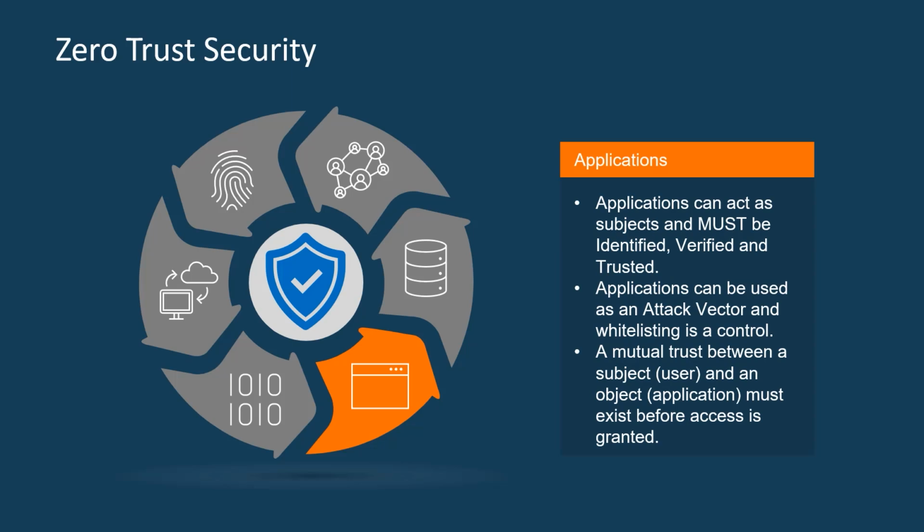Applications. Applications can act as subjects and must be identified, verified, and trusted. Now, a subject is like a user. So an application can act as a user, meaning it can log on, it can do all these things and actually needs to be vetted and verified. Applications can be used as an attack vector, and whitelisting is a control. When we discuss later within the level 200, we'll actually look at whitelisting as an option and how you can do it within your environment.